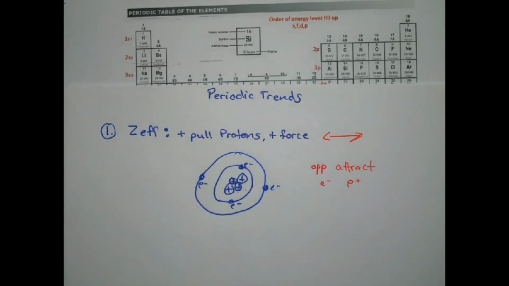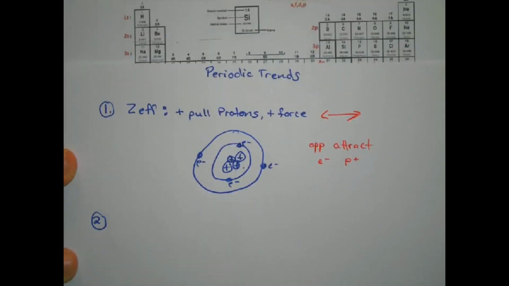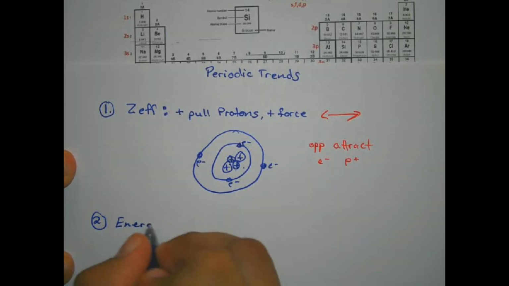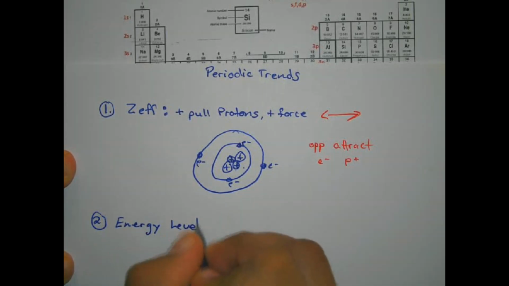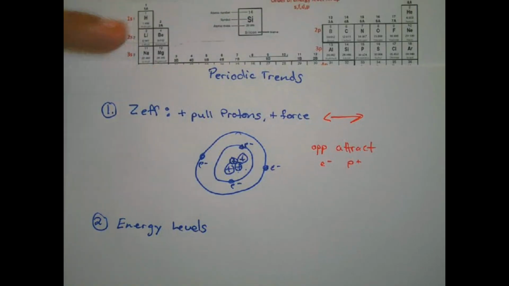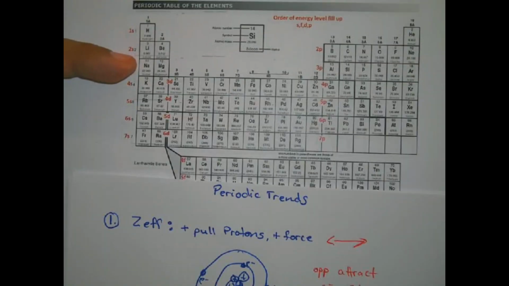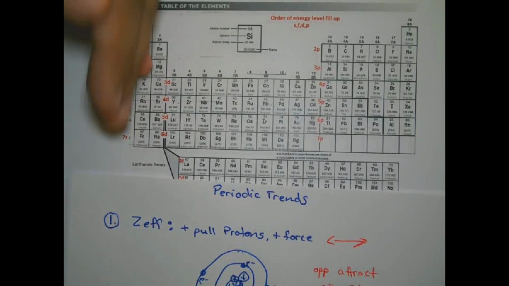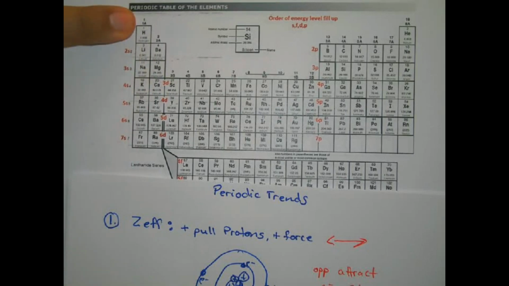Now, what is the second thing that dictates periodic trends? Number 2, the energy levels. Remember, this is the first energy level, second energy level, third energy level, and as you go down the periodic table, 4th, 5th, 6th, and 7th energy levels. So as you go down the periodic table, you're increasing by 1 energy level.